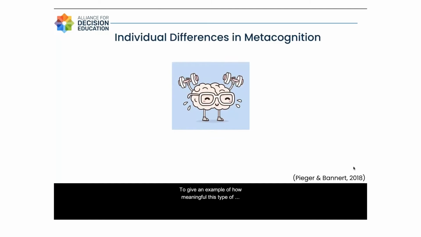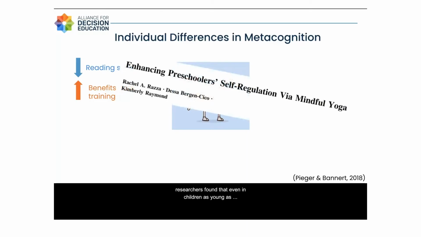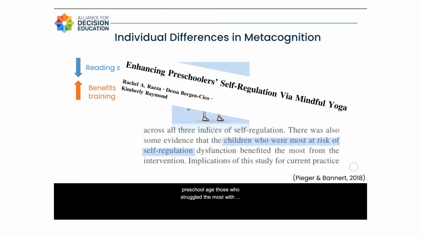Now, as we saw in the math test study, metacognition is something we can train students in. To give an example of how meaningful this type of training could be and the power of metacognition, we can turn to a 2018 study that shows that students who had the lowest skills in reading actually benefited the most from metacognition training. And in another study, researchers found that even in children as young as preschool age, those who struggled the most with self-regulation actually benefited the most from a mindfulness intervention, which is related to metacognition.